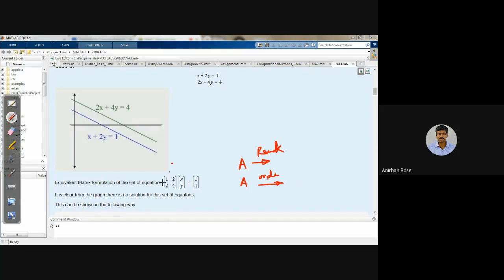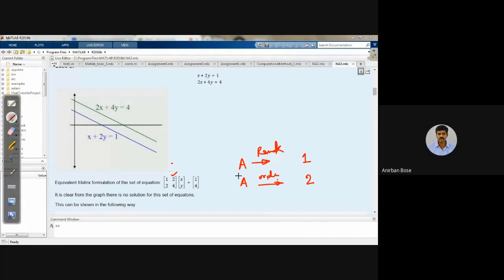So in this example, it is clear that the order of the matrix is 2, but if you calculate the rank of this matrix, you will find the rank is 1. So it is clear that the rank is not the same as the order of the matrix. That is why we can conclude that there is no unique solution.